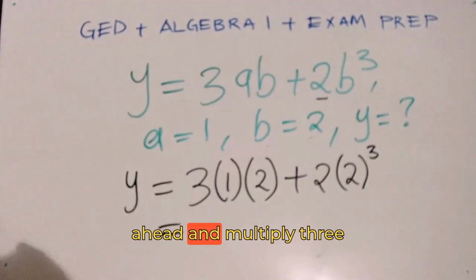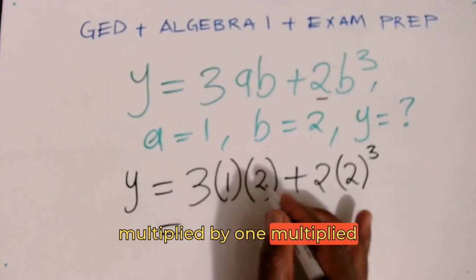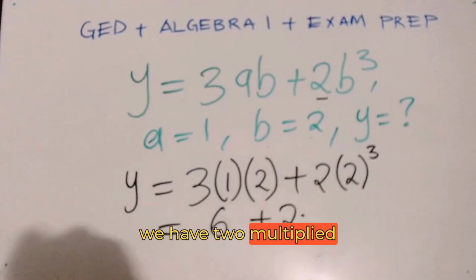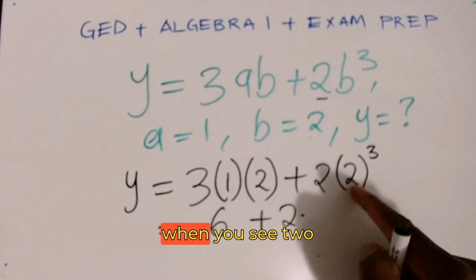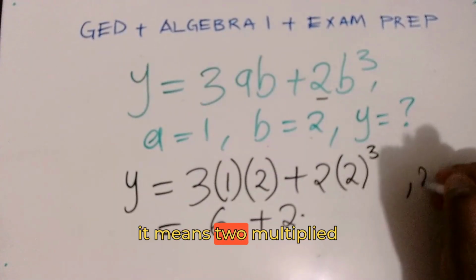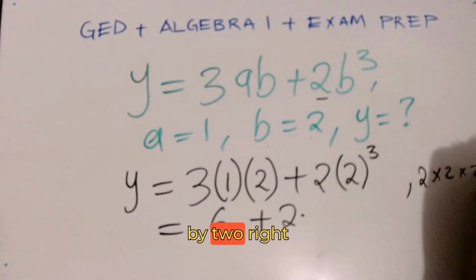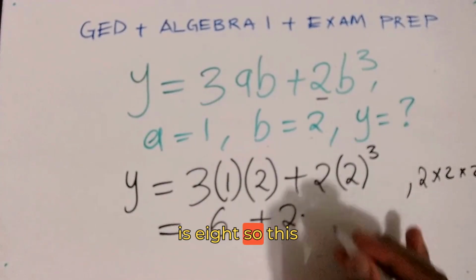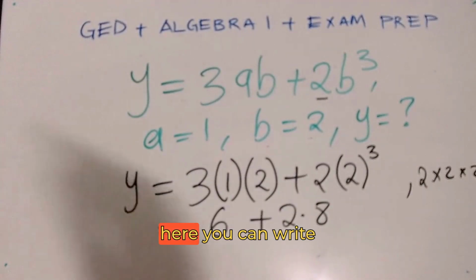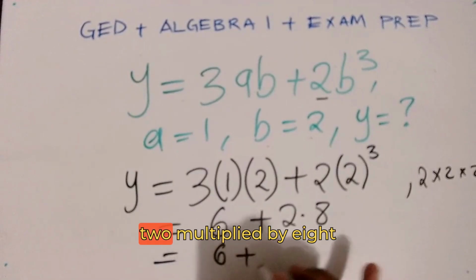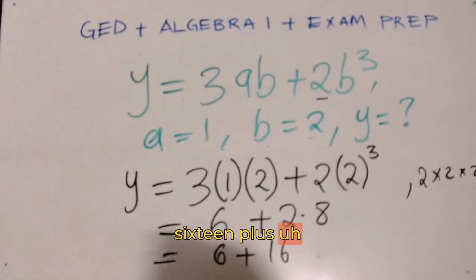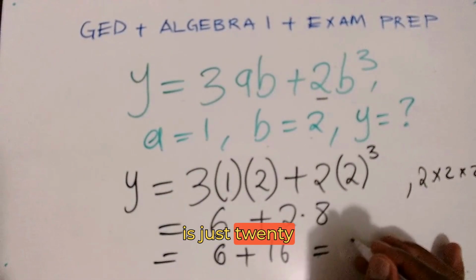Then we can go ahead and multiply 3 multiplied by 1 multiplied by 2 is 6. Then plus, here we have 2 multiplied by, so remember when you see 2 to the power 3, it means 2 multiplied by 2 multiplied by 2, right? Which is 8. So you can write this as 6 plus 2 multiplied by 8 is 16. And 16 plus 6 is just 22.